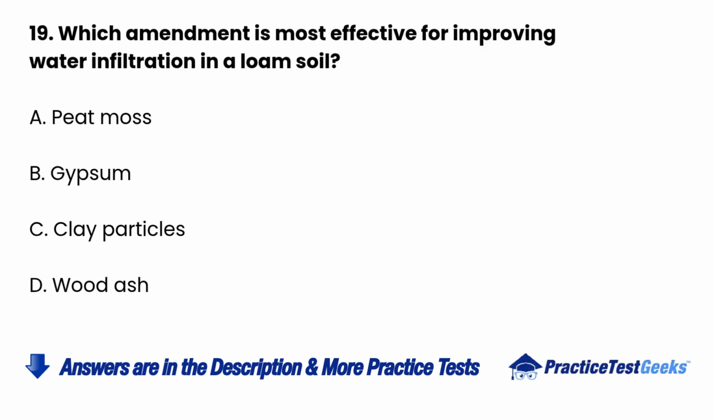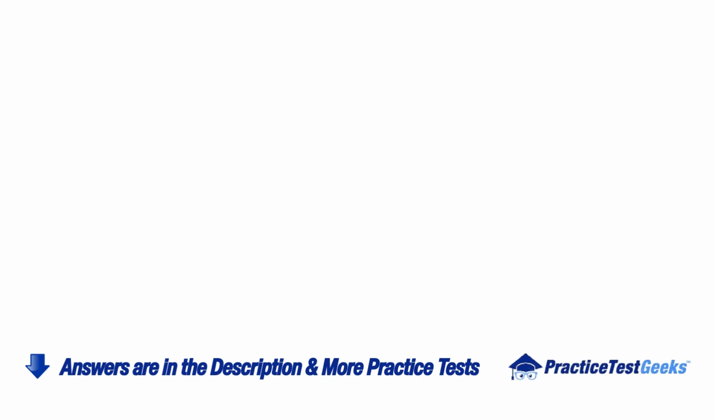Which amendment is most effective for improving water infiltration in a loam soil? A. Peat moss. B. Gypsum. C. Clay particles. D. Wood ash.